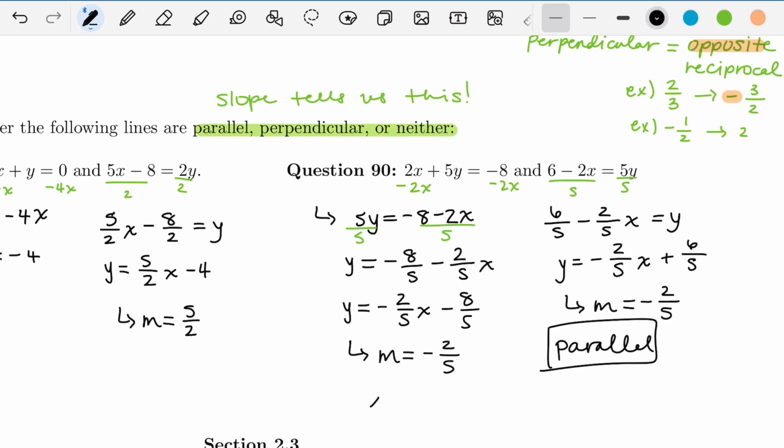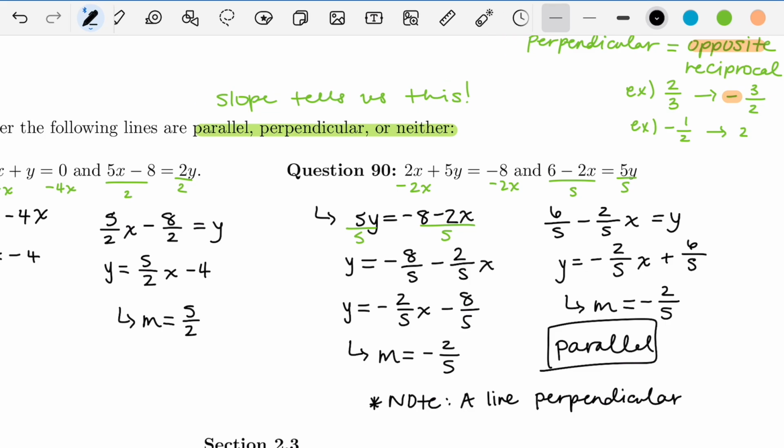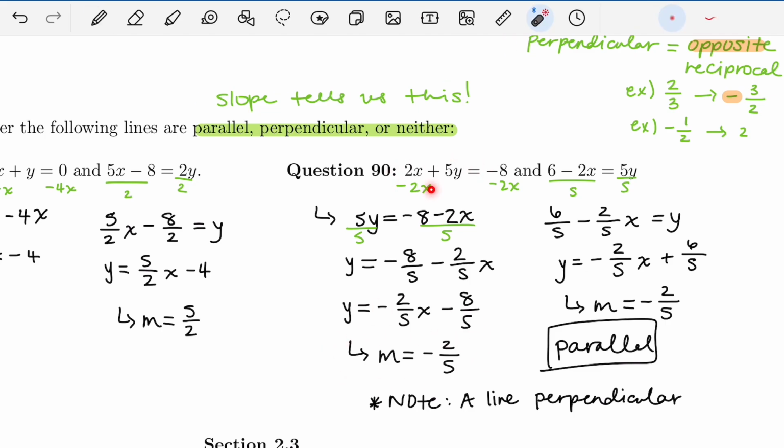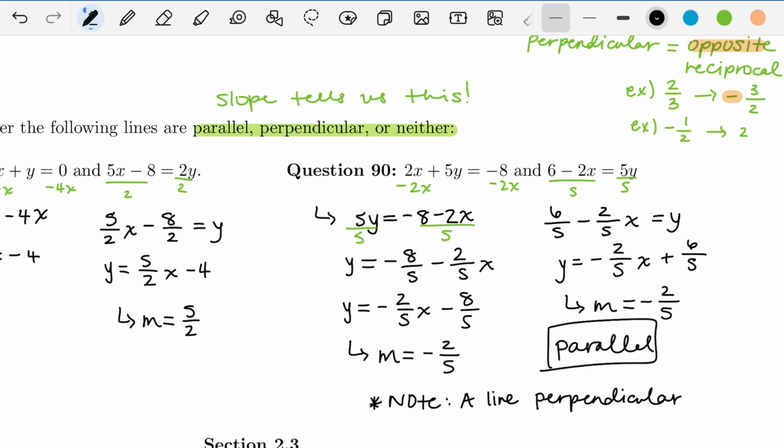Now, just as a side note here, if we're looking for a line perpendicular, for example, let's take this line here. We have this slope minus 2/5, so a line perpendicular to that line would have slope opposite reciprocal, so this will be positive 5/2. So just as a side note there.